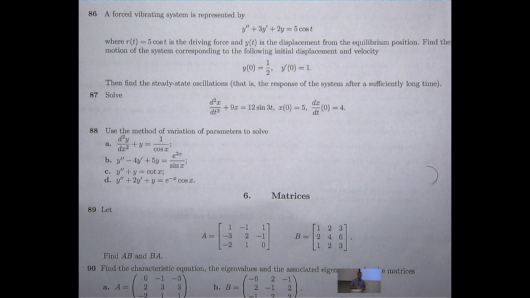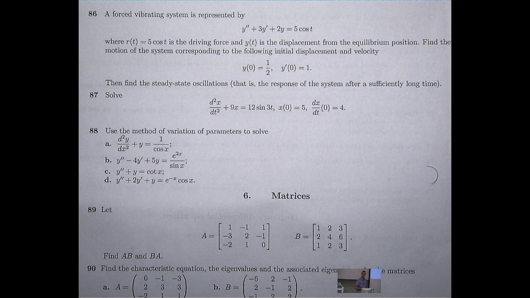You're given a forced vibrating system modelled by this differential equation, where you've got some external forcing function given by 5 cosine t, and you're also given some initial conditions. Now, these initial conditions, the first one, y of 0 equals a half, would measure the initial displacement from the equilibrium position. And the second part, y prime of 0 equals 1, that would represent the initial velocity.